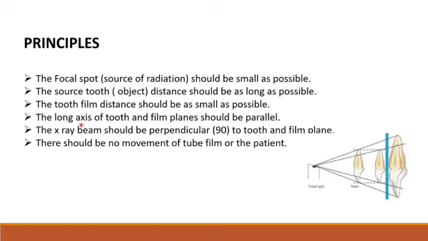And next principle is that the long axis of the tooth and the film plane should be parallel to each other. So can you see this? The long axis of the film will be parallel to the long axis of the tooth. Next, the X-ray beam should be perpendicular to the tooth and the film. So this is the X-ray source. So it is at a perpendicular angulation to the tooth as well as to the film. Next, there should not be any movement of the tube, film or the patient.